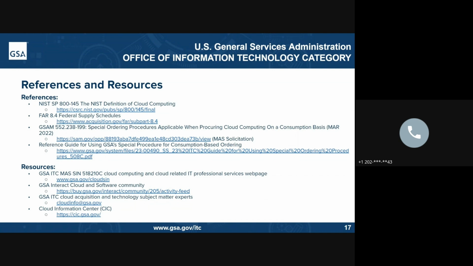And then in addition to today's video, there is also a quick reference guide that is also available via that link that will provide, again, a nice narrative overview of requirements task orders.